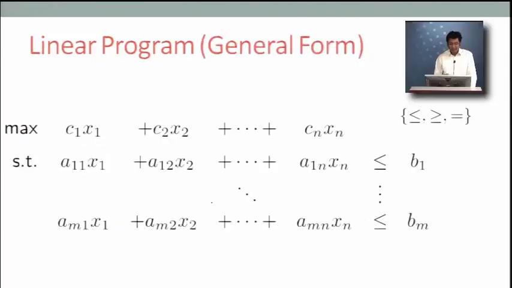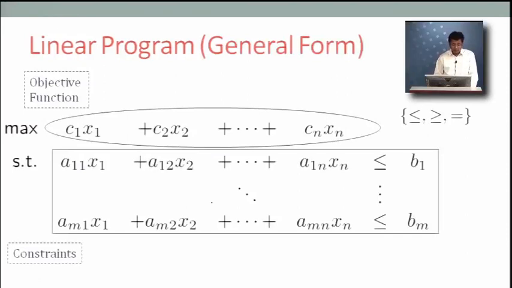So in this slide, we are making that much more formal. We have decision variables x1 through xn. Those are our decision variables. We are maximizing a linear function, c1x1 plus c2x2 plus up to cnxn. So we are maximizing a linear function. c1, c2 through cn are constants, constant coefficients.